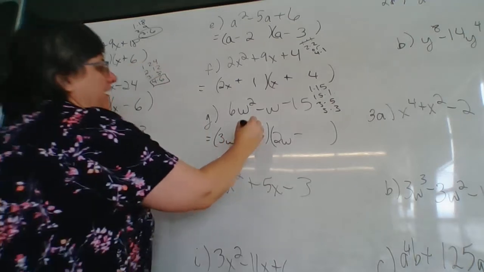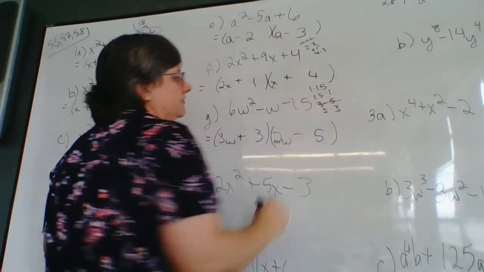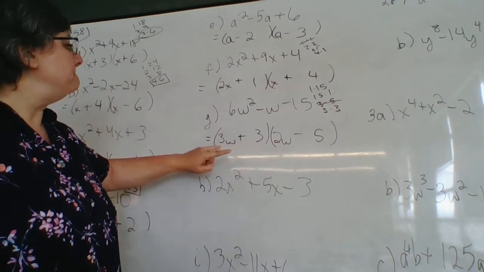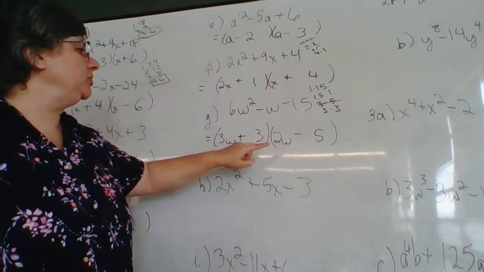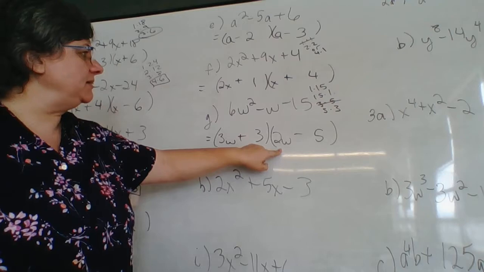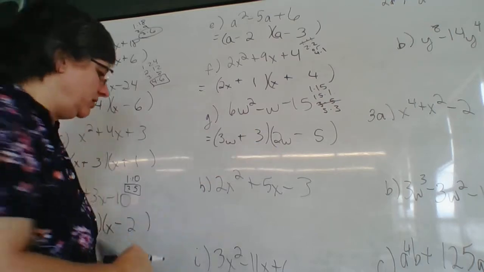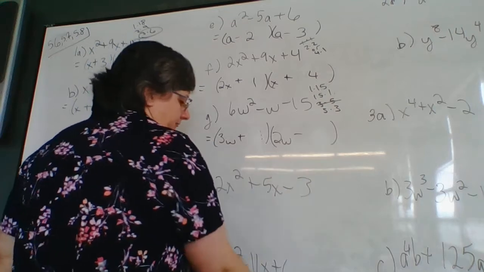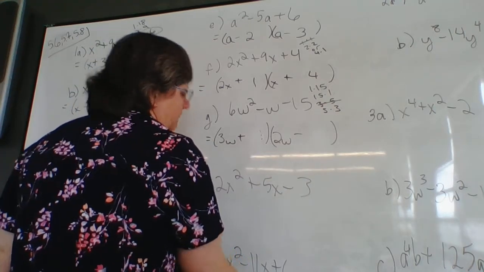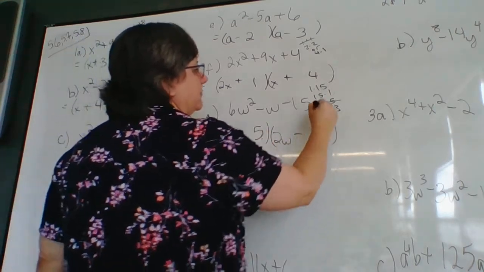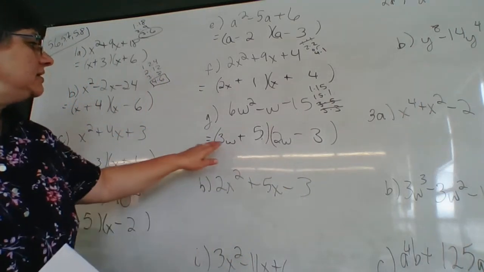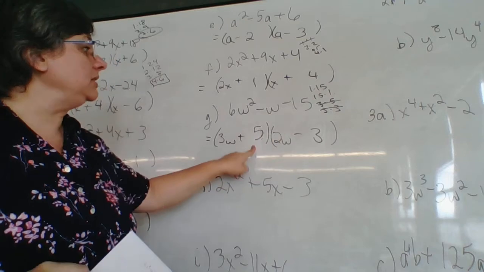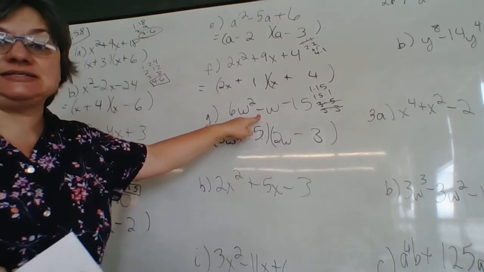Let's try 3 and 5. And then I marked through it to show I tried it. Let's try it. 6w squared minus 15w plus 6w gives you a negative 9w. That didn't work. Okay. Let's try 5 and 3. 5, 3. And then I marked through it to show I tried it. 6w squared minus 9w plus 10w is a positive w.